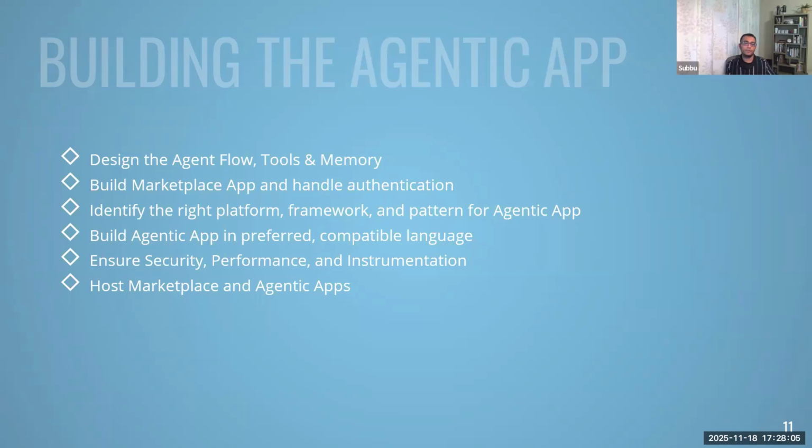But if you're exposing something to the front end, you need to make sure to do testing from the prompt injection perspective, or there are multiple different scenarios through which people could get more details than what they are supposed to get. So you could restrict all of those with security measures. And then the final step is hosting the marketplace and agentic app.